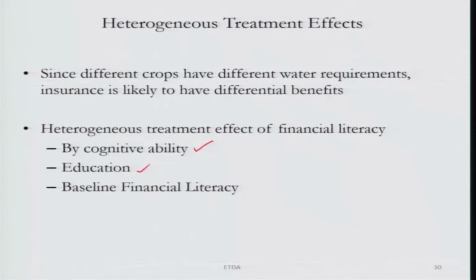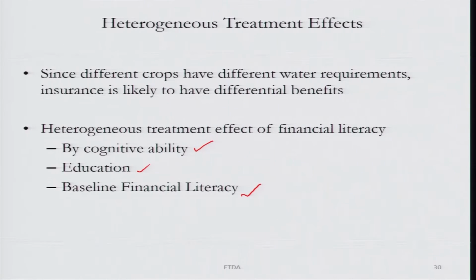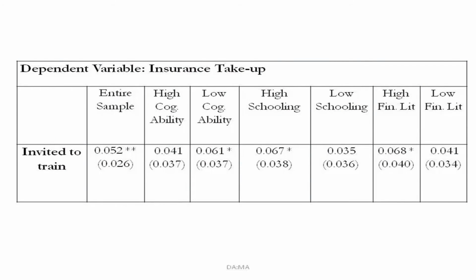It could also vary by baseline literacy. So, for instance, you could imagine that people who have a very low financial literacy to begin with gain much more when they are imparted with the financial literacy education than people who had some knowledge of financial literacy to start with. Moreover, because different crops have different water requirements, insurance is likely to also have differential benefits for different crops. So, overall they want to look at heterogeneous treatment effects, and this is what they find.